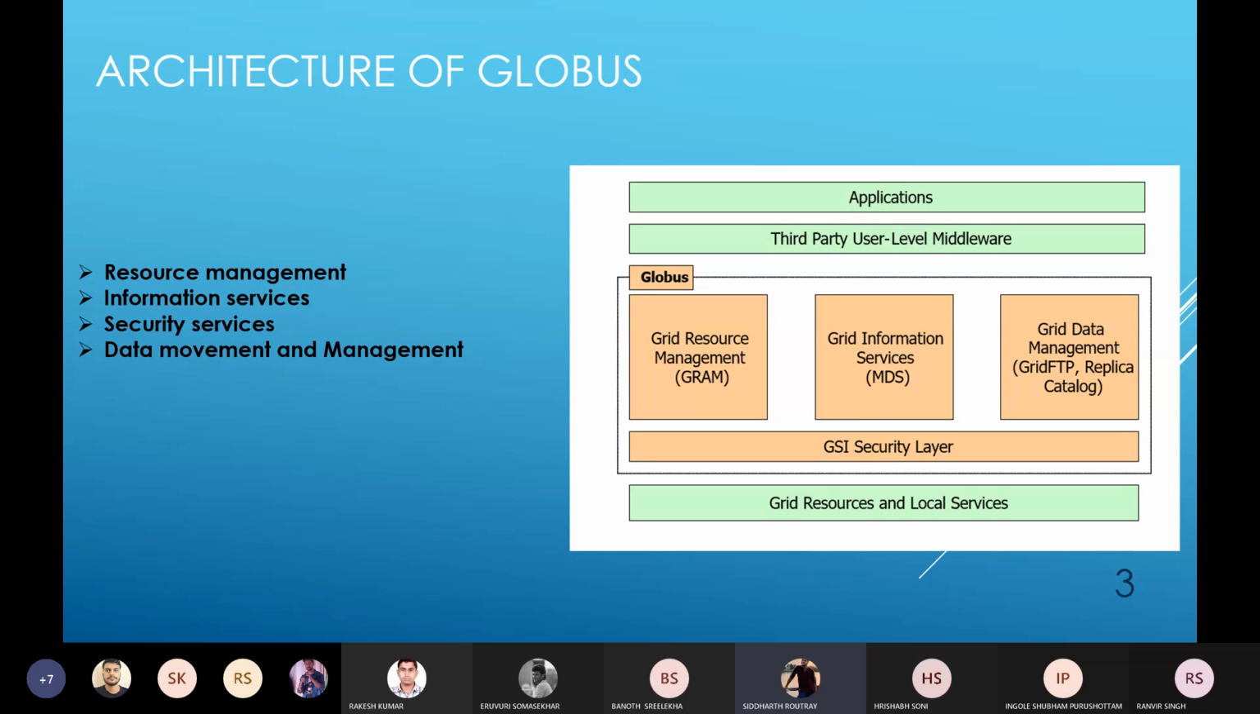MDS is basically a grid information service. It is used to share information between the computers in the grid. And there is grid data management, where data is transferred from one component to another component. These protocols are also ensured by the GSI security layer. This security layer is used to provide public key encryption for the data, the information, and all the resources that are handled. All of these are secured through the security layer, and this whole architecture sits above the resources and the local servers that will be used. Then we have the four components used in Globus.